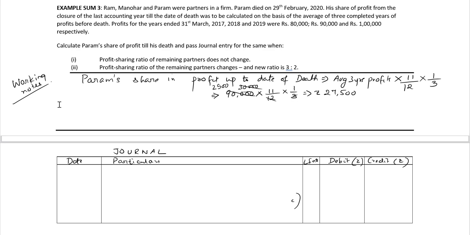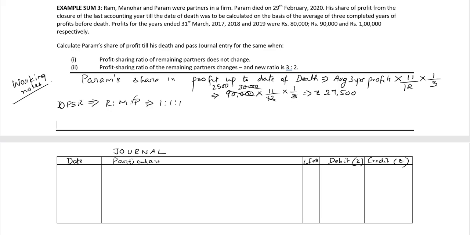As per the problem, old profit sharing ratio between Ram, Manohar and Param is equal to 1:1:1. The deceased partner is Param. New profit sharing ratio between Ram and Manohar as given in case 2 is 3:2.